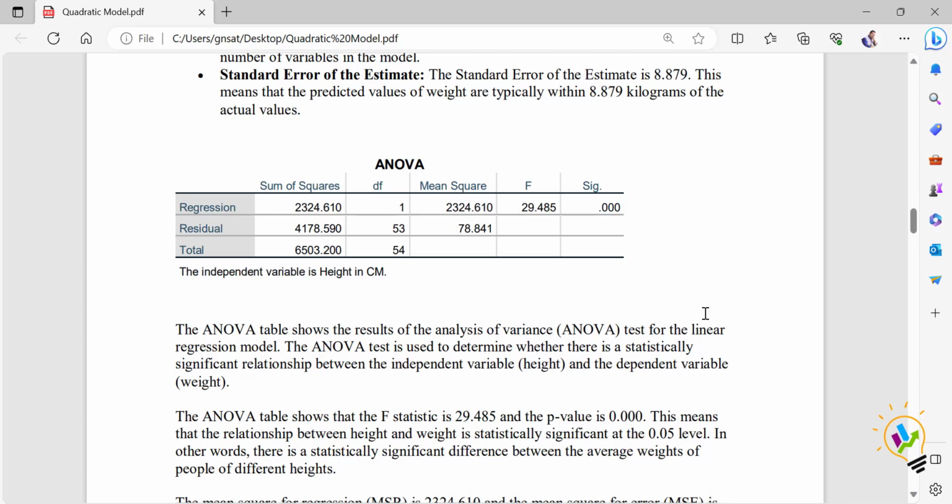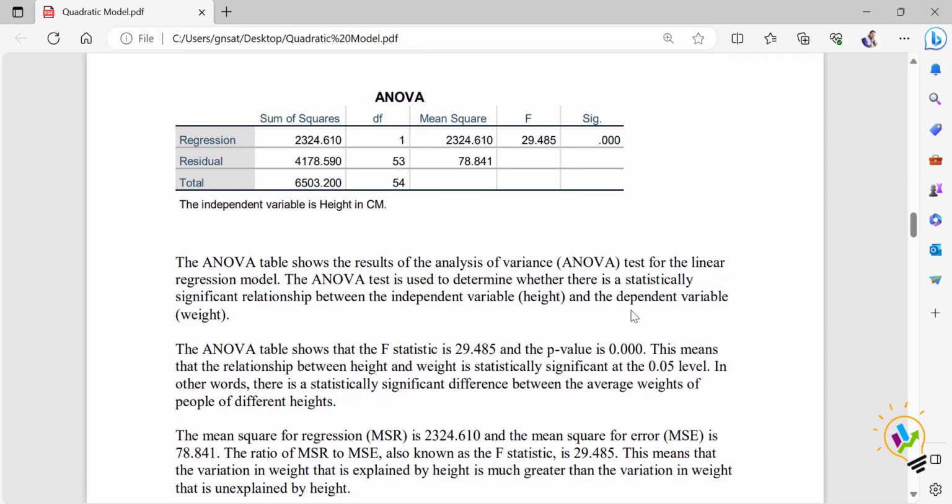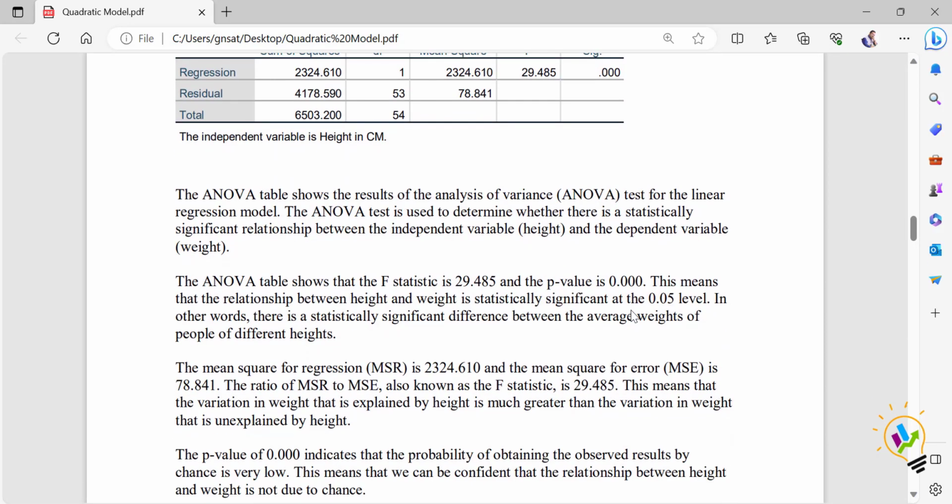In other words, there is a statistically significant difference between the average weight of people of different heights. Now if you see, the mean square of regression is 2324.610 and the mean square of error is 78.841. The ratio of MSR to MSE, also known as the F statistic, is 29.485.